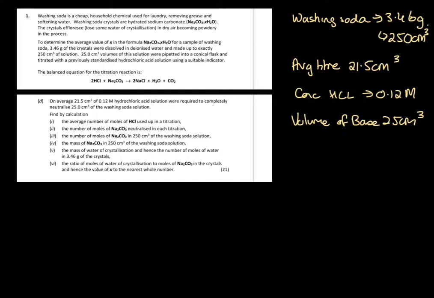So in this scenario, we have the sodium carbonate, the washing soda crystals, in our conical flask. We're titrating it against our HCl, which we know the concentration of. So we can work out the concentration and answer all of these questions down here, hopefully, based on the information we have. So let's look at question 1. The average number of moles of HCl used up in a titration. Okay, so what information do I have about the HCl? So I know the average titre is 21.5 centimetres cubed, and its molarity is 0.12 moles.